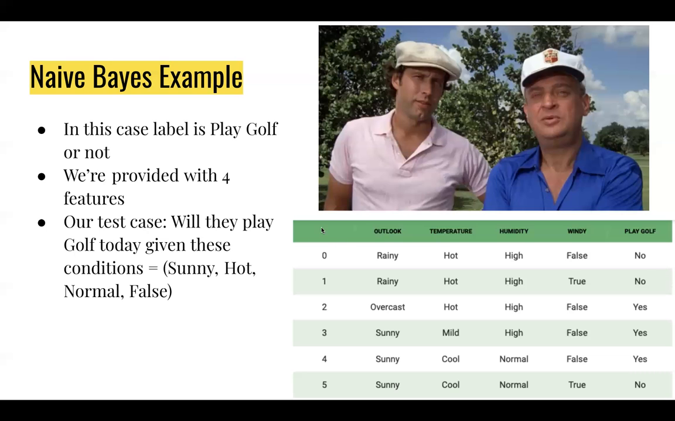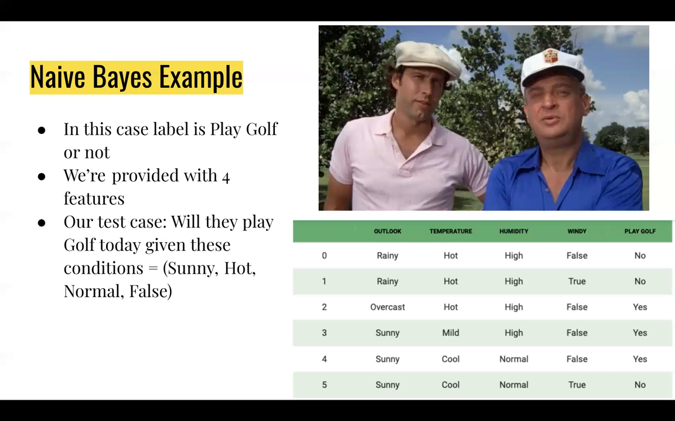Okay, any questions on this specific example? In this case, our label is, will they play golf or not? We have these 4 variables, and we're given the specific instance, and you want to determine what label we should assign to this case.